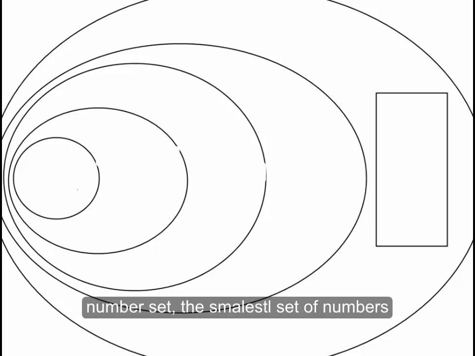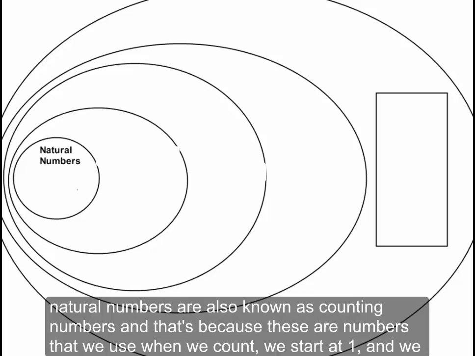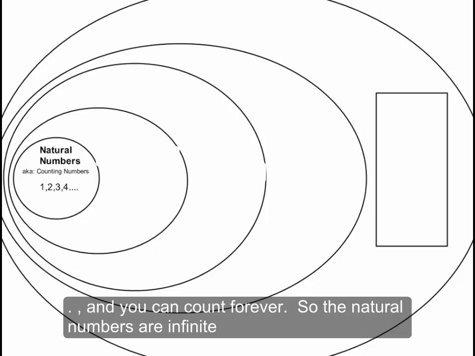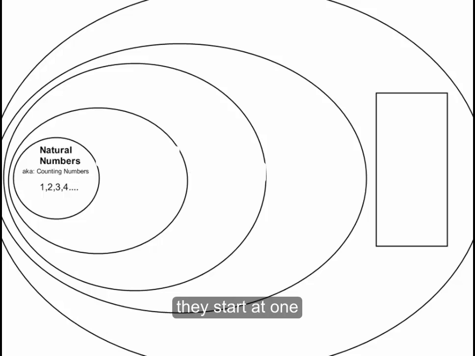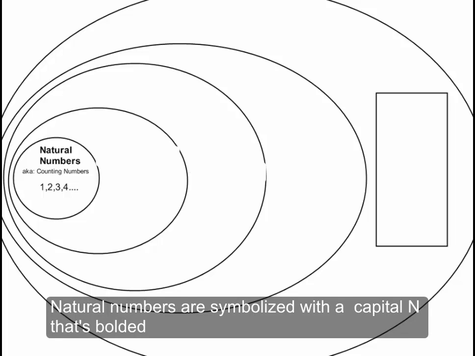The smallest set of numbers are the natural numbers. Natural numbers are also known as counting numbers, and that's because these are the numbers that we use when we count. We start at 1 and we start counting 1, 2, 3, 4, 5, 6, 7, etc. And you can count forever. So the natural numbers are infinite. They start at 1 and go forever, adding 1 each time. Natural numbers are symbolized with a capital N that's bolded.